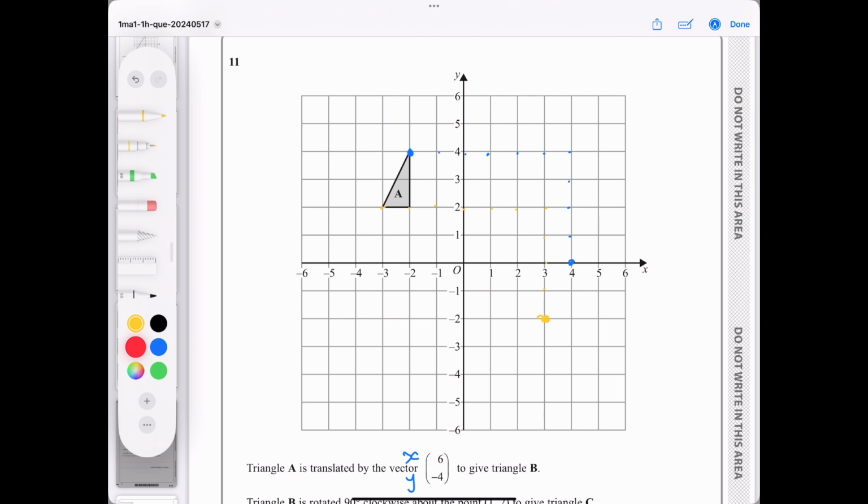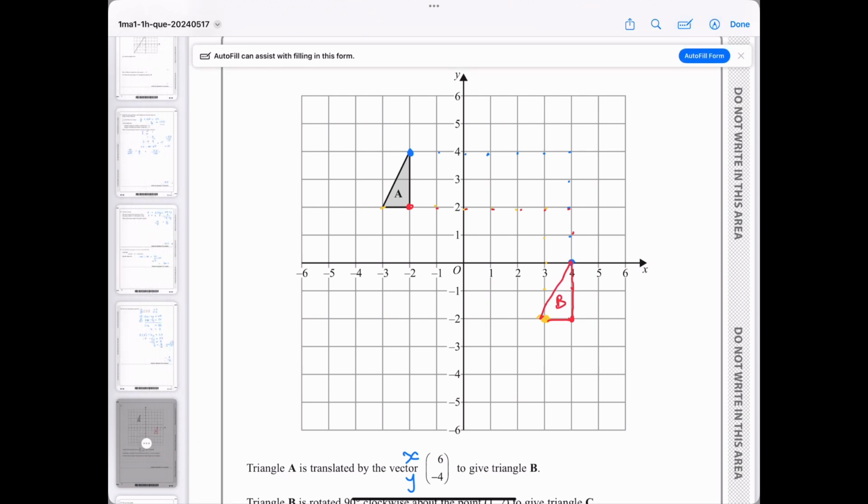That's that one. And let's do this one in red. 1, 2, 3, 4, 5, 6. 1, 2, 3, 4. And now that is triangle B. Okay, we've done everything we were meant to do with that.